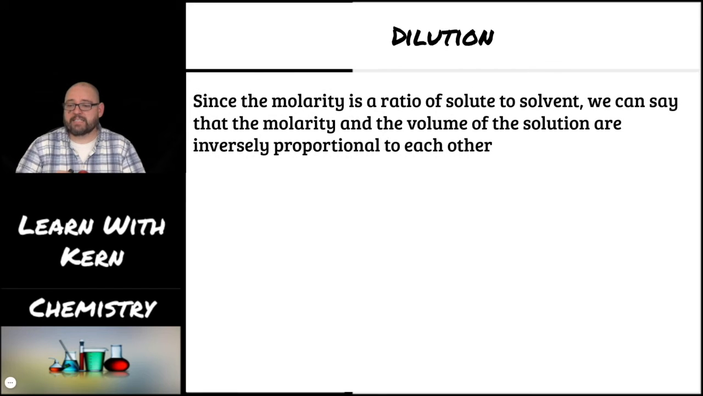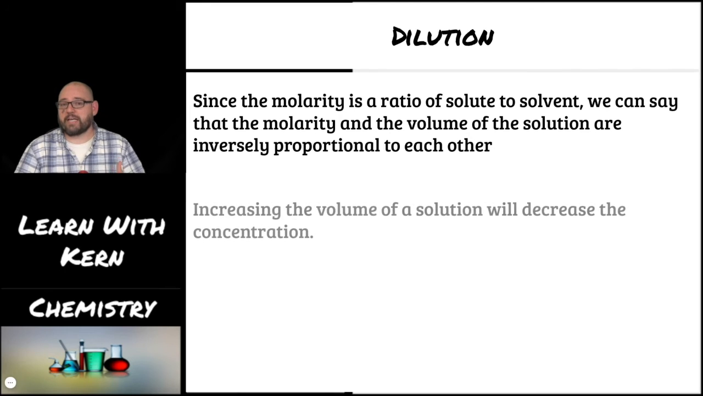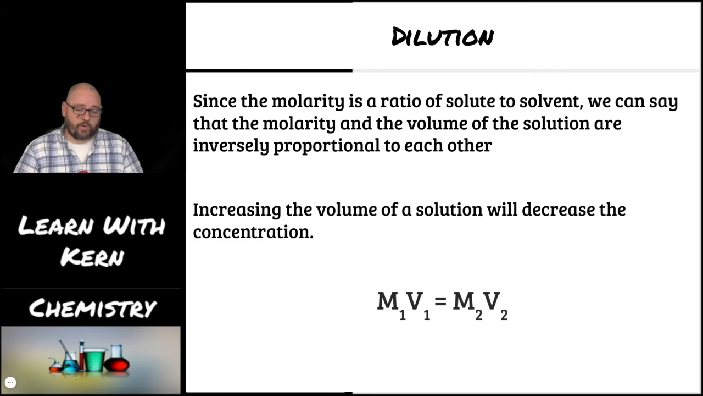Now, since molarity is that ratio of solute to solvent, we can say that molarity and volume of a solution are inversely proportional to each other. So if I put my liters and my molarity on the same side of the equation, they're multiplied together, just like Boyle's law, which was an inverse relationship. So increasing the volume of the solution is going to decrease the concentration. They're inversely related. And that gives us an equation of M1V1 equals M2V2, where M is my molarity and V is my volume.